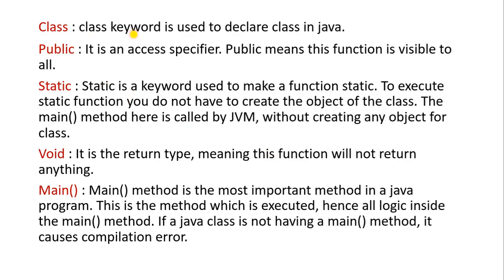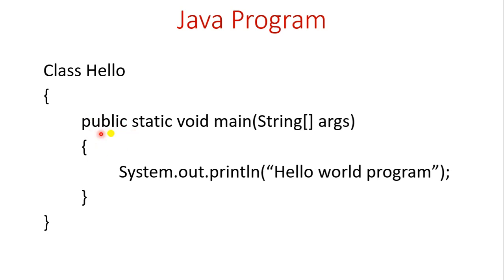So class is a keyword which is used to declare a class in Java. Yes, I have told that only. Class is a keyword. Public is the access specifier. Public means the method is visible to all.